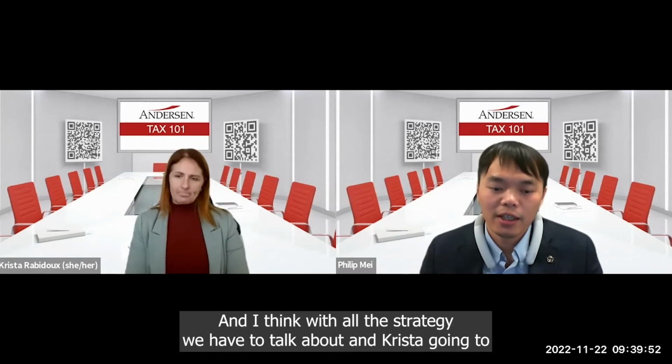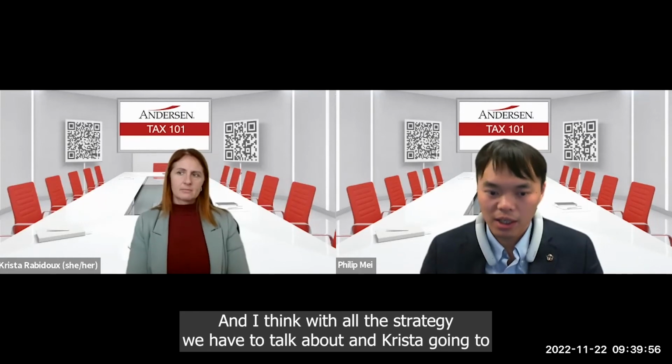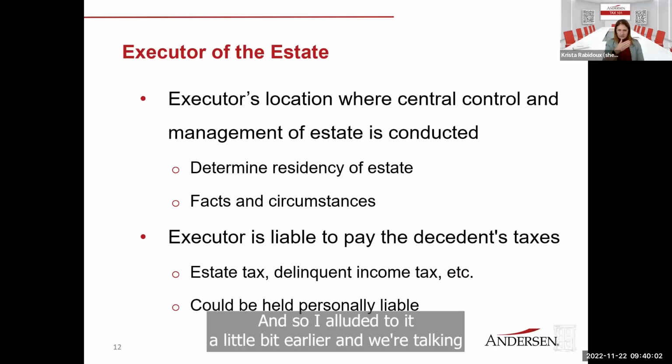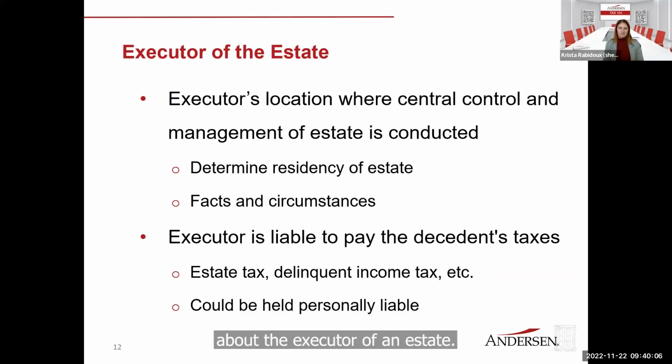Yeah, exactly. And then with all the strategies we have talked about, Krista is going to discuss the executor of an estate. Yeah, exactly. And so I alluded to it a little bit earlier, talking about the executor of an estate.